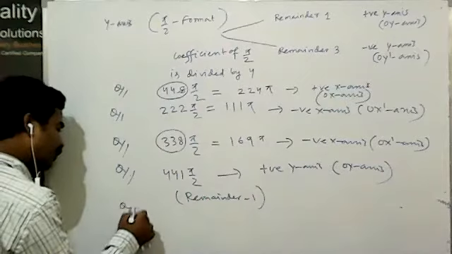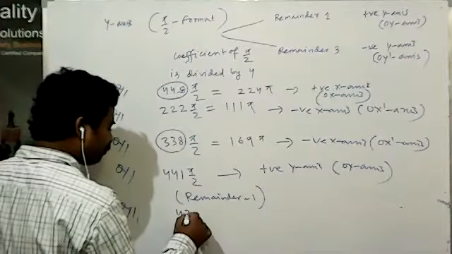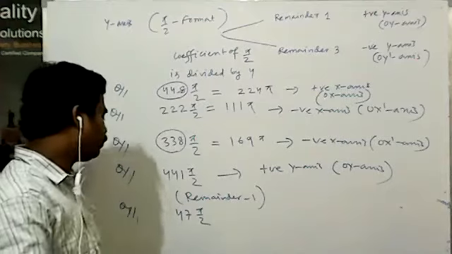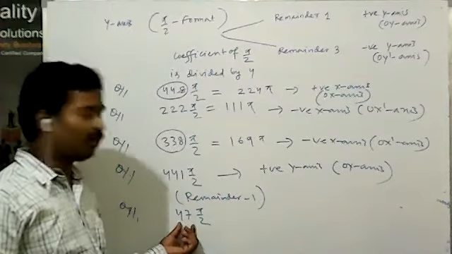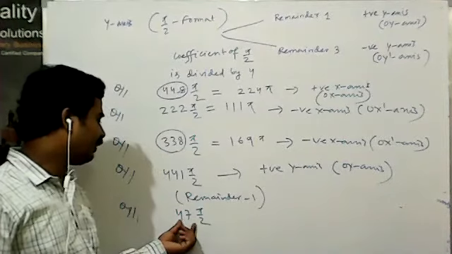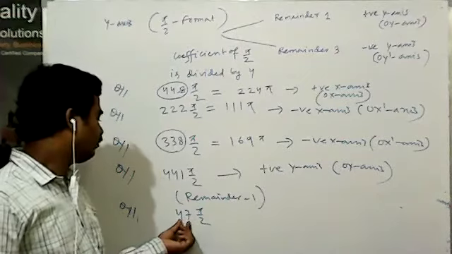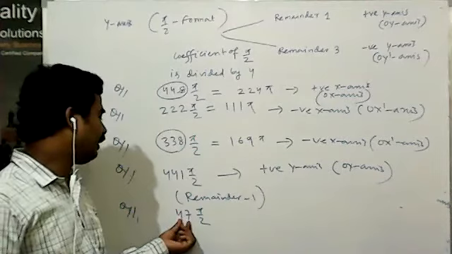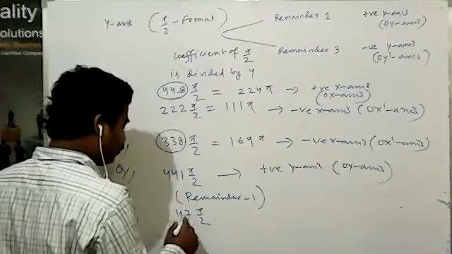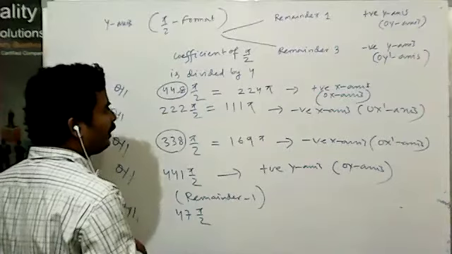Similarly, another question: 47 pi by 2. If you divide 47 by 4, what will the remainder be? 47 means 48 is 12 fours, then 47 is 11 fours and a remainder. Here if you divide by 4, the remainder is equal to 3. The remainder 3 will come.